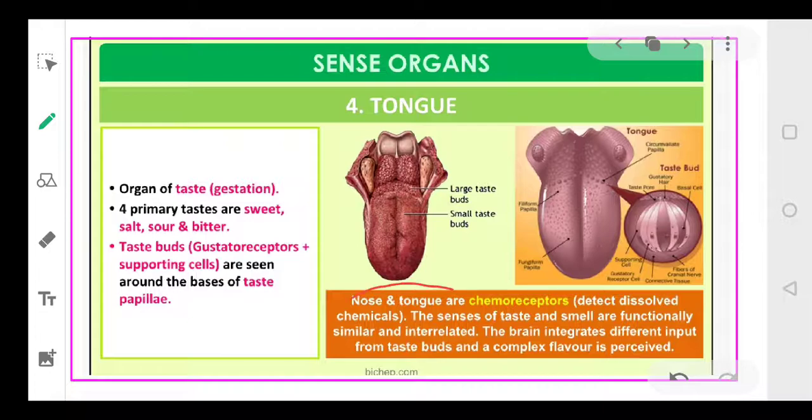So your nose and tongue, dear students, are your chemoreceptors because they are able to detect dissolved chemicals. So the senses of taste and smell are functionally similar and they are interrelated. The brain integrates different inputs. The brain takes input from your different organs, and a complex flavor is perceived, and in this way it forms the complex flavor.